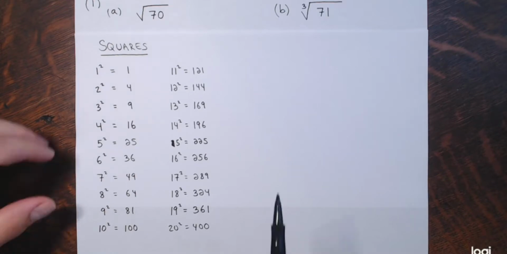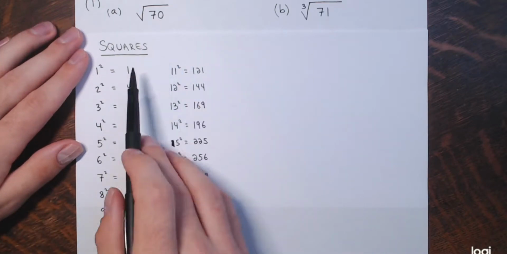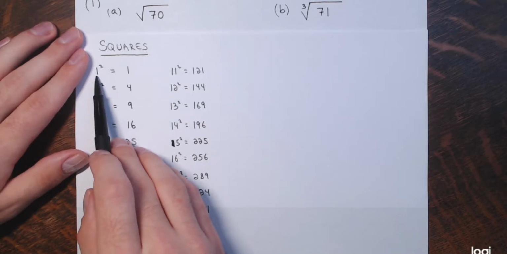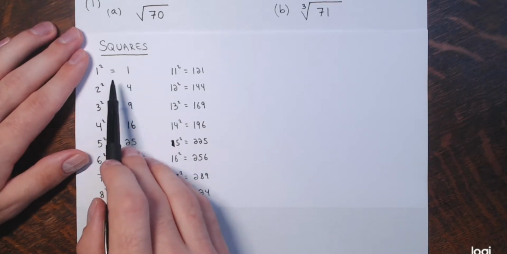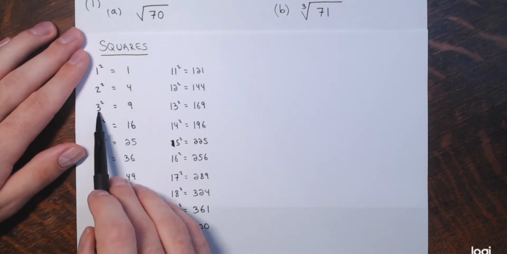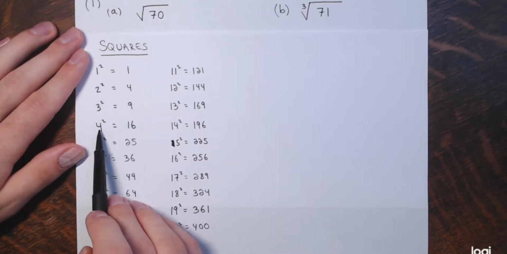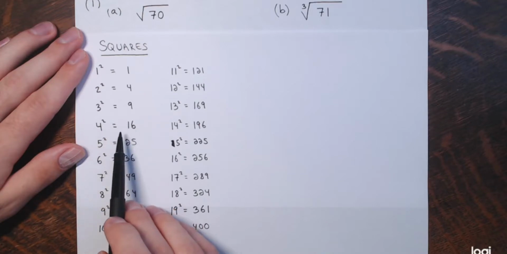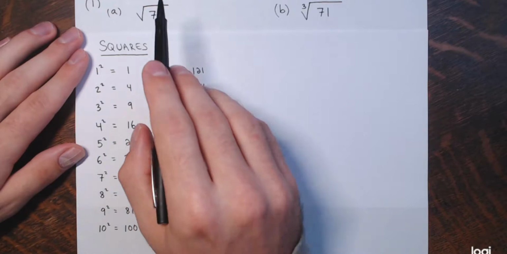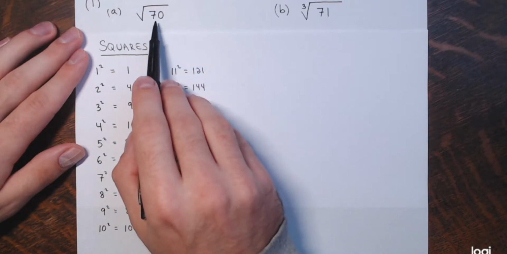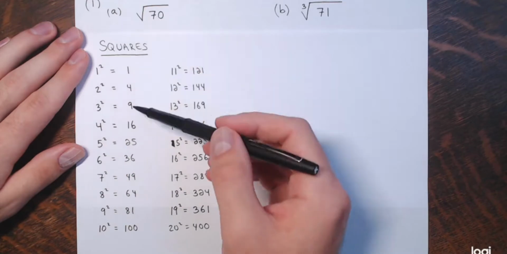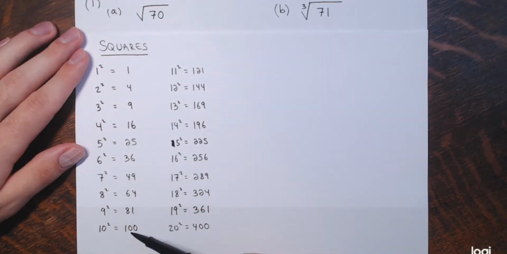Now remember what this means. If 1 is the square of 1, that means 1 is the square root of 1, and 2 is the square root of 4, and 3 is the square root of 9. 4 is the positive square root of 16, 5 is the positive square root of 25, and so on. We're looking for the square root of 70. So think about where 70 falls in all these numbers here.